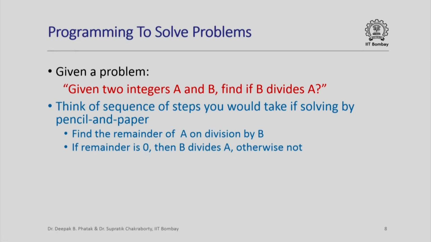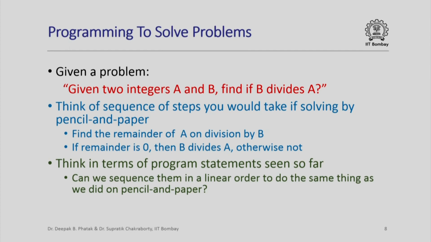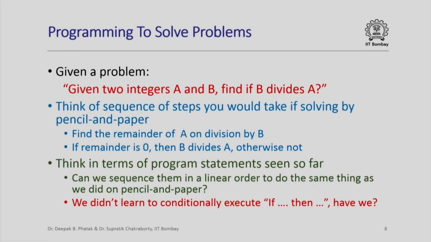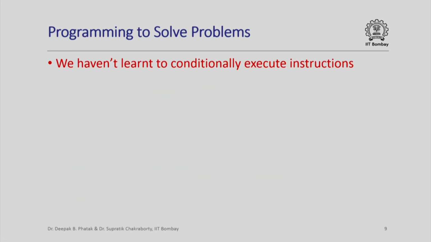Now, having come up with this recipe for solving this problem, we can then think in terms of program statements that we have seen so far, and see if we can sequence them in a linear order such that we get the same effect as executing these two steps in our pencil and paper style. One thing that you note here is that I said if the remainder is 0, then do something, otherwise do something else. So this is really conditional execution of statements, and we didn't learn how to do this so far in our programs. So is it the case that we cannot solve this problem?